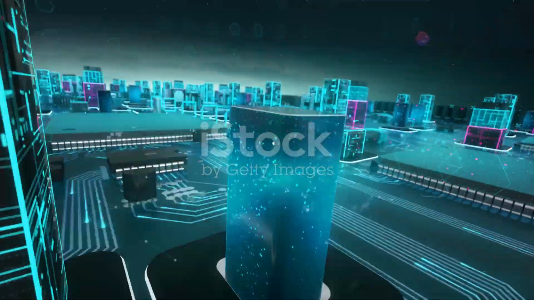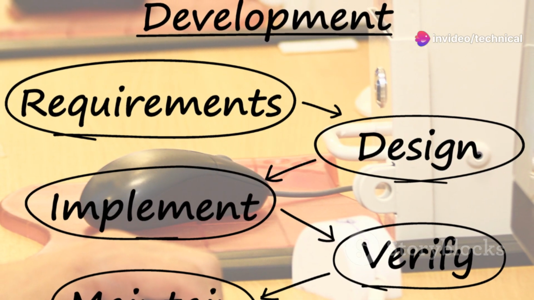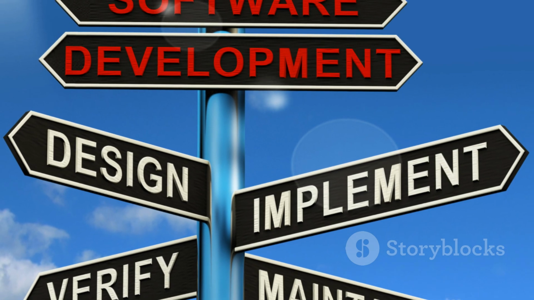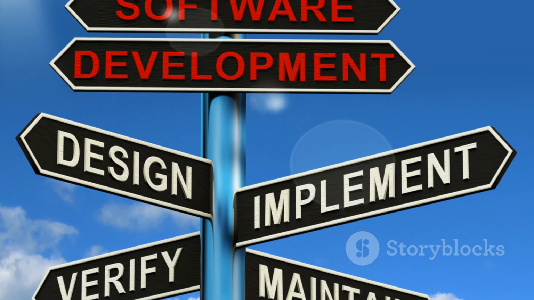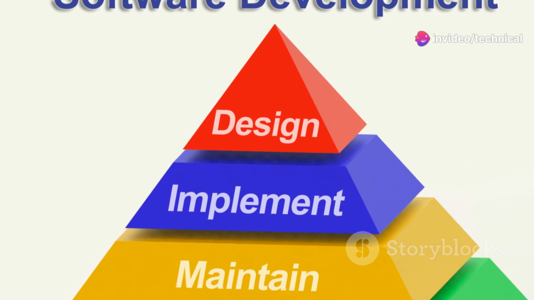In conclusion, the FURPS model provides a comprehensive and holistic approach to software quality assurance by focusing on the 5 key components: functionality, usability, reliability, performance, and supportability. Development teams can create software that not only meets but exceeds user expectations.